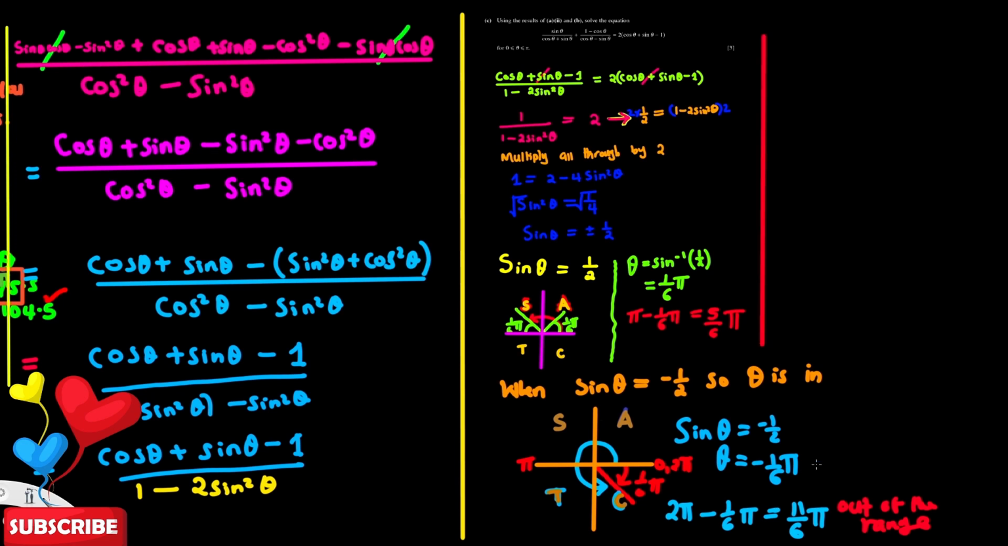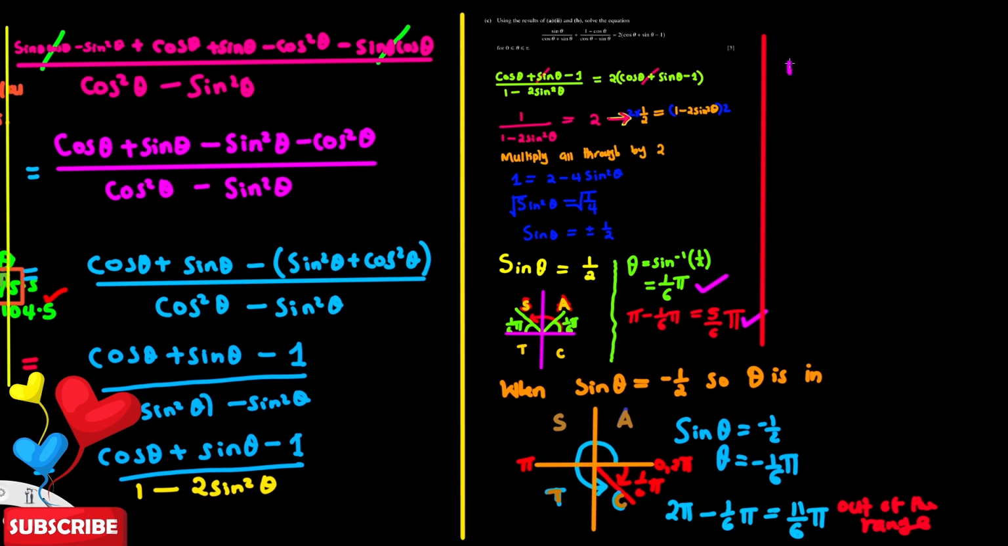Now, we have two values of theta here. We have 1 over 6 pi and 5 over 6 pi. Then remember also there is another angle that we had obtained from the previous section, because that's going to be now 0.